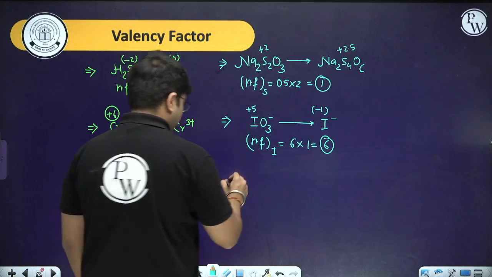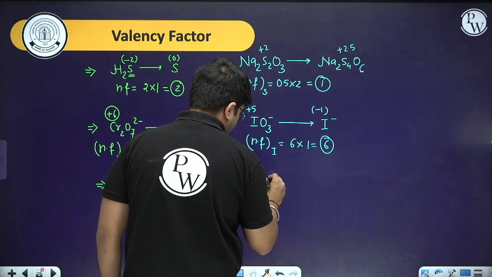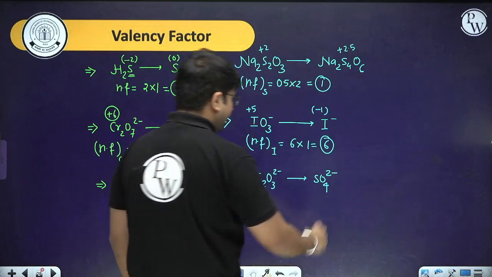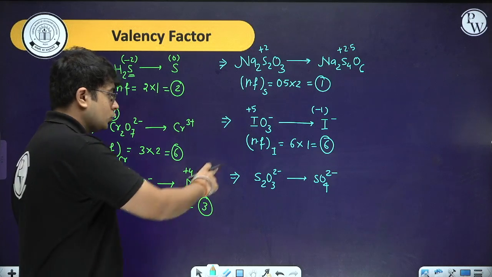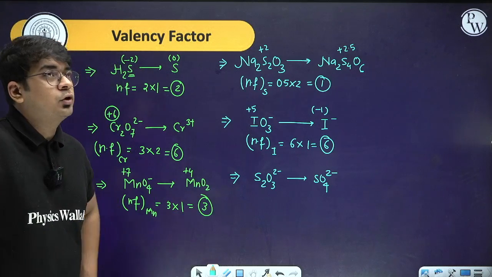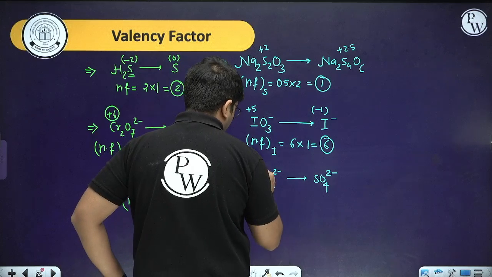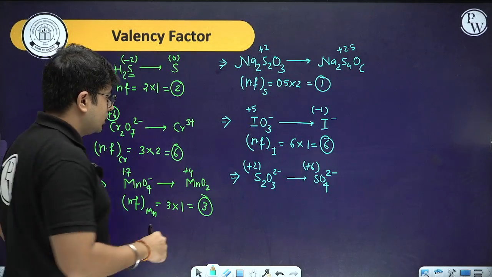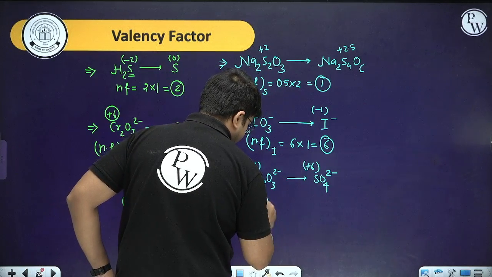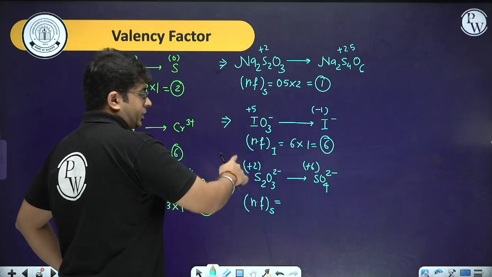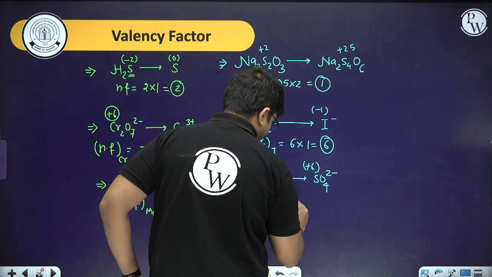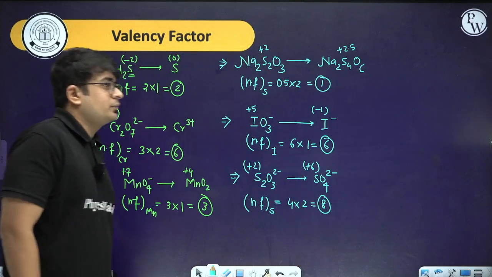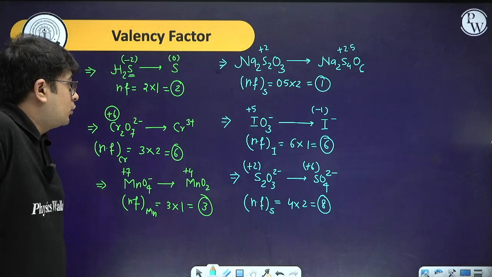For example, S2O3 2 negative is converting into SO4 2 negative. S2O3 2 negative means 2x minus 6 will be equal to minus 2, so that will be +2. So +2 is converting into +6. If you want to calculate the N factor for sulfur, that will be +2 to +6, a change of 4, and 2 sulfur atoms are there, so that will be equal to 8. I hope this entire part is clear.